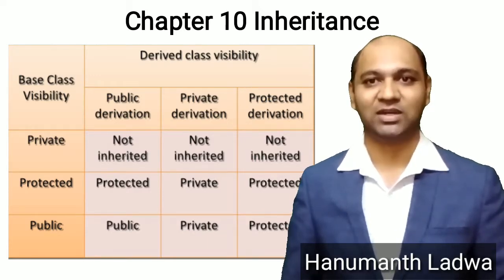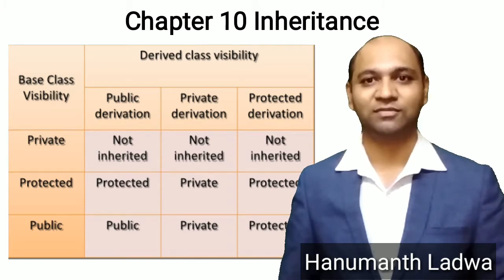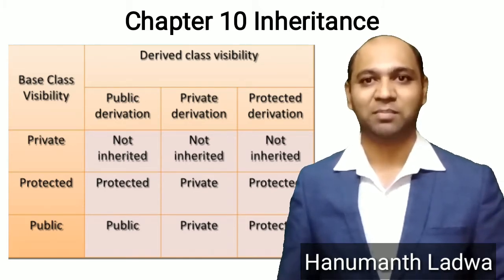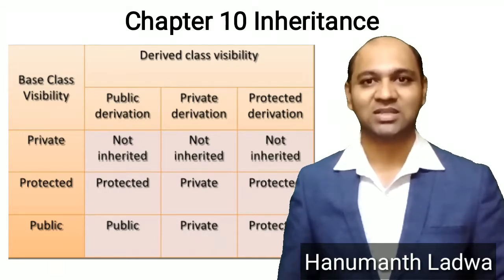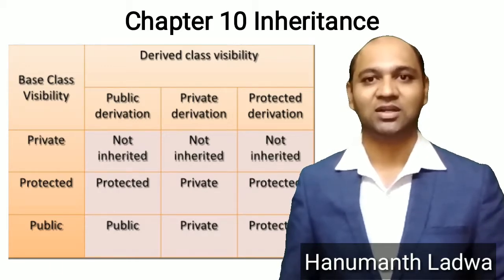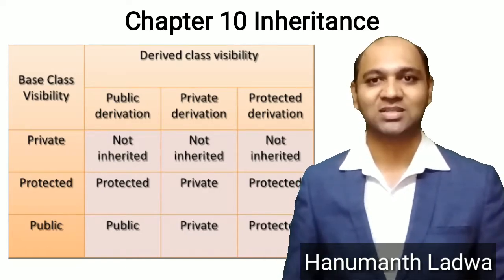Now we'll study private inheritance. The public members of the base class become the private members of the derived class. The private members of the base class cannot be inherited in the derived class. The protected members of the base class stay protected in the derived class.